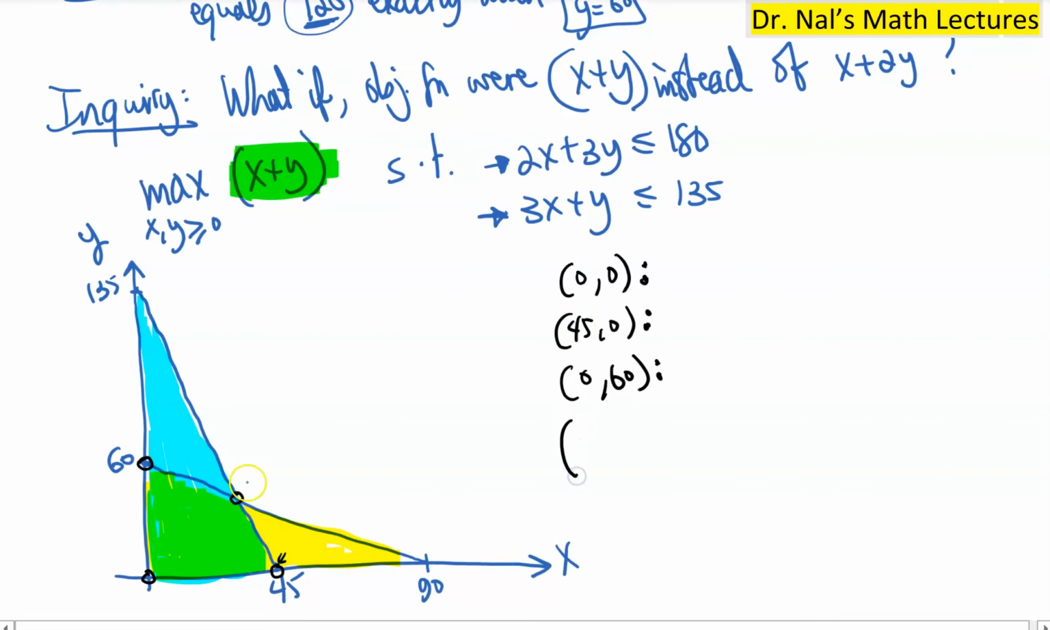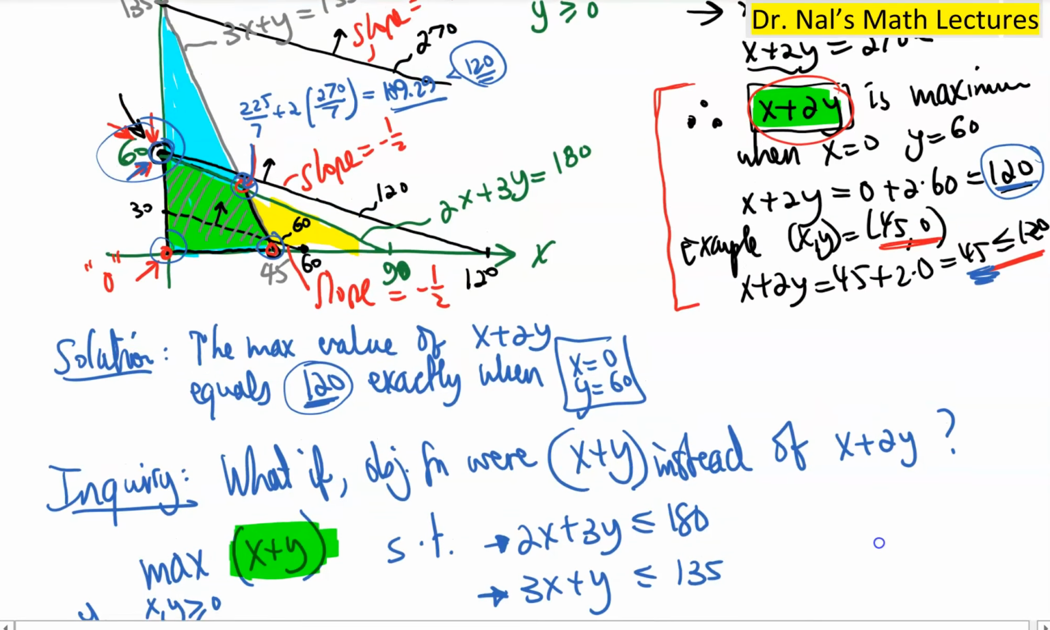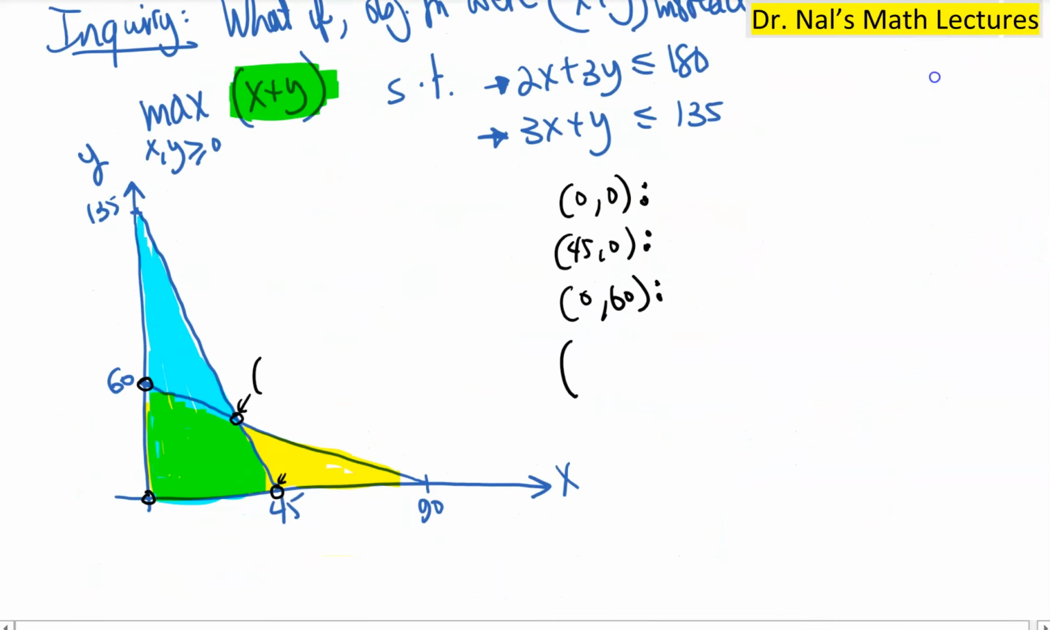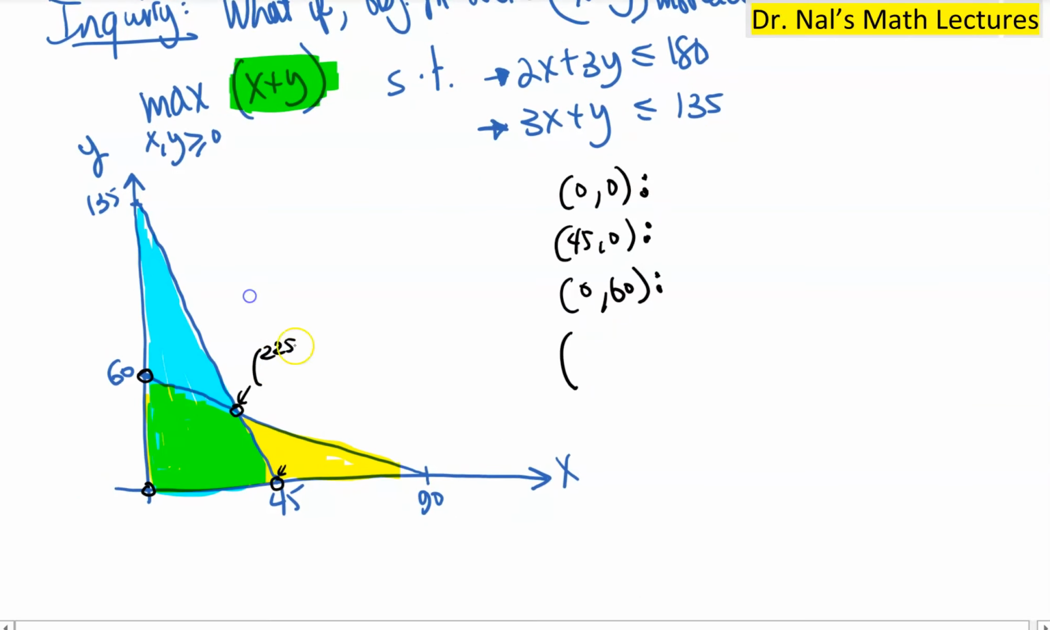And finally, the last candidate, which we already calculated, has coordinates 225 over 7 and 270 over 7.